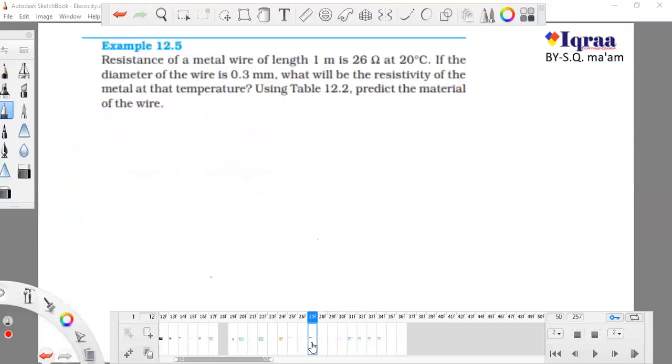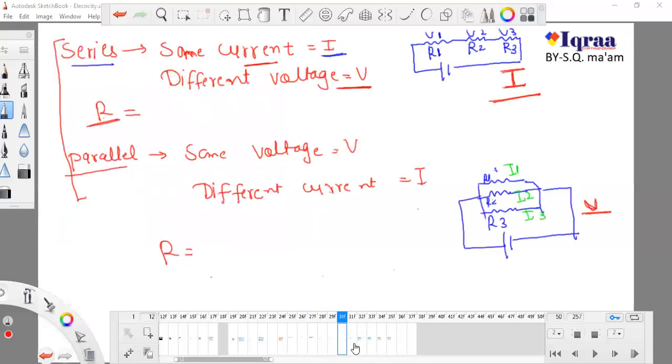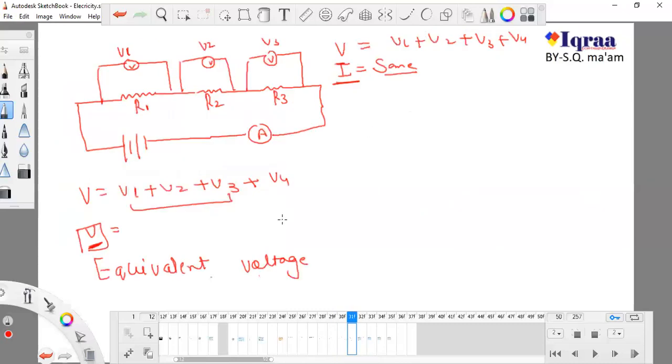Where is my diagram? Yeah, this is my diagram. The question will come like this: this is a circuit, and this is series, so find out R, and this is parallel, and find out R. So for both series and parallel, there are different formulas and we have to do different work to find out specifically R. So now we are going to find the formula to find resistance for a circuit which is known as series.